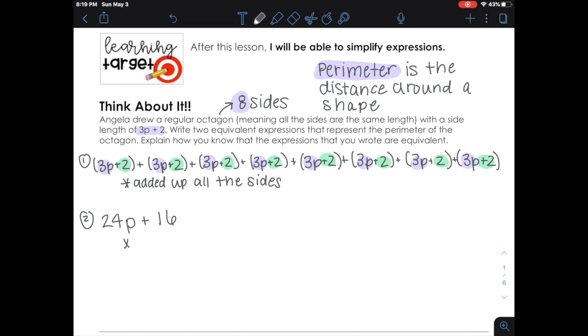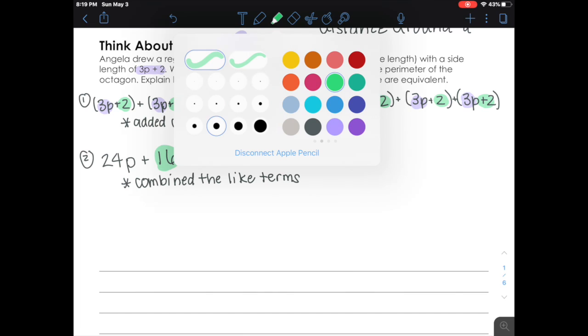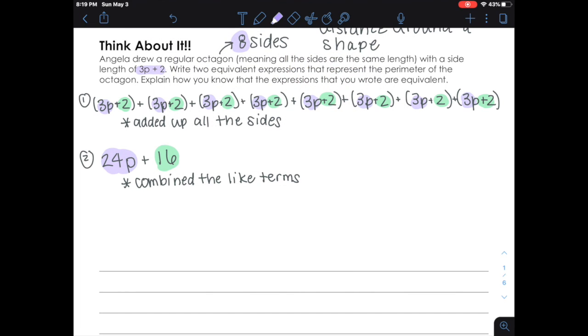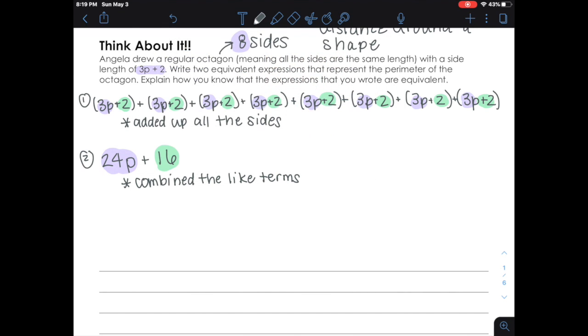So here, we combined all of the like terms. Our plus 2's all ended up being 16 once we added them all together. And then all of our 3p's ended up being 24p when we added them all together. Okay, there's one more possible answer you could have come up with.